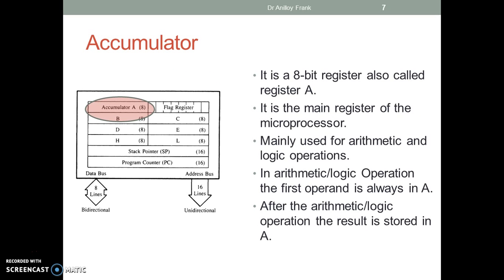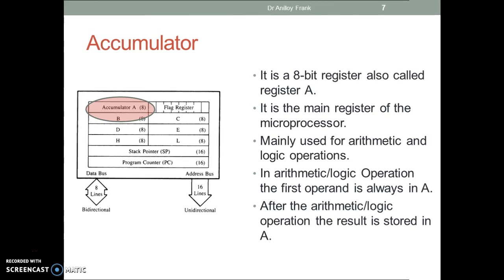The accumulator. It is an 8-bit register, also called register A. It is the main register of the processor. It is mainly used for arithmetic and logical operations. In arithmetic logic operations, the first operand is always in A. After the arithmetic logic operation, the result is stored in A.